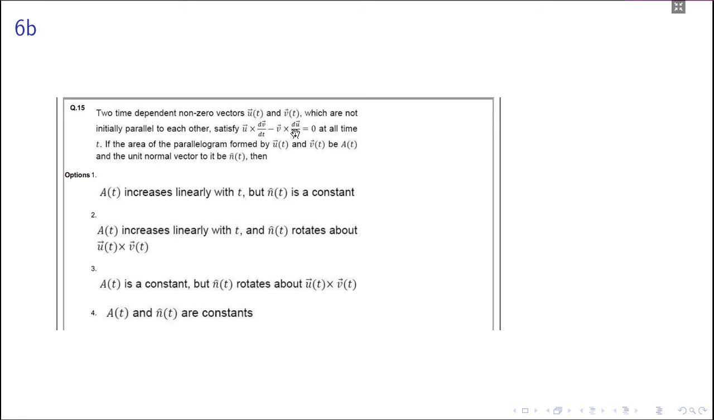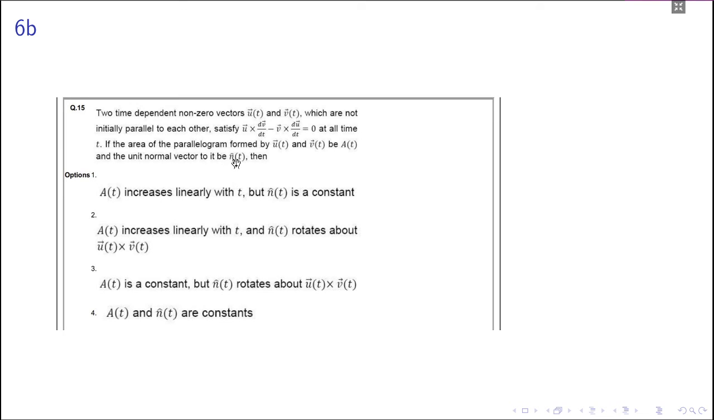If you are confused with this form, you just take this one forward, this one backward, this will become plus, so this is d/dt of u cross v equal to 0. That's what it is. That means u cross v is a constant. And then it says A is the area of the parallelogram formed by u and v. So A is basically u cross v, which is a constant. So that means A is a constant.